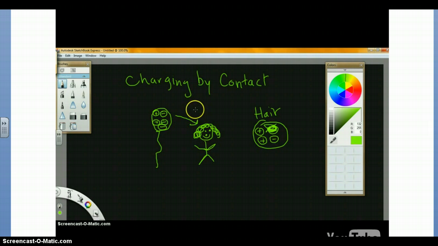So in charging by contact, the electrons move. The electrons move from one object to another. So the electrons go to a new object. They actually kind of find a new home. Okay, so that one's charging by contact.